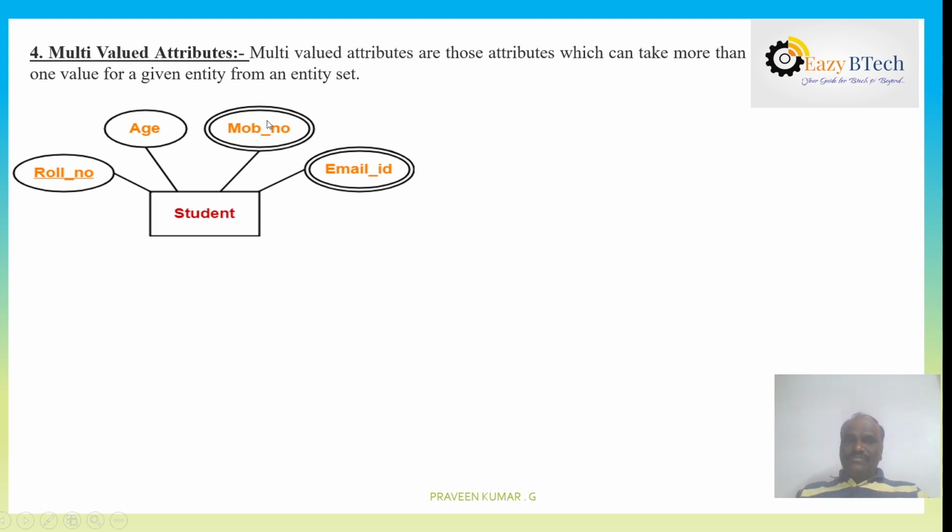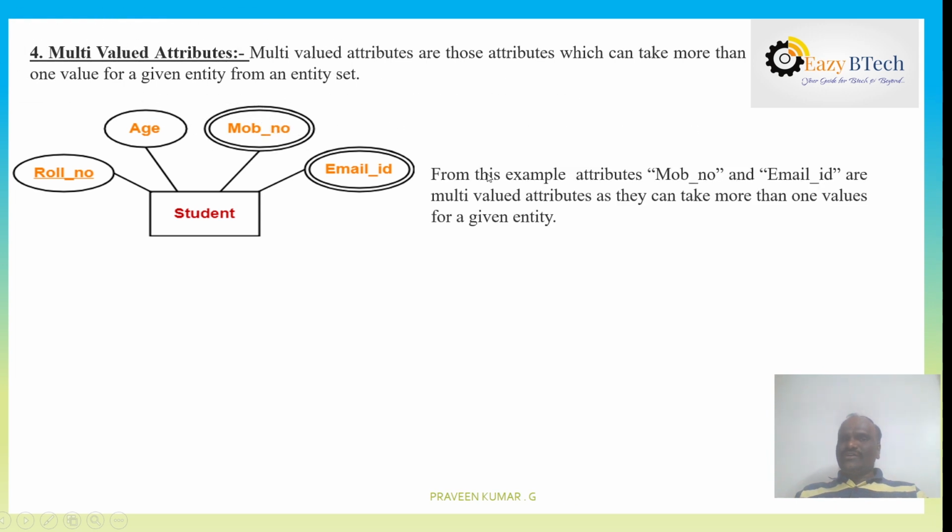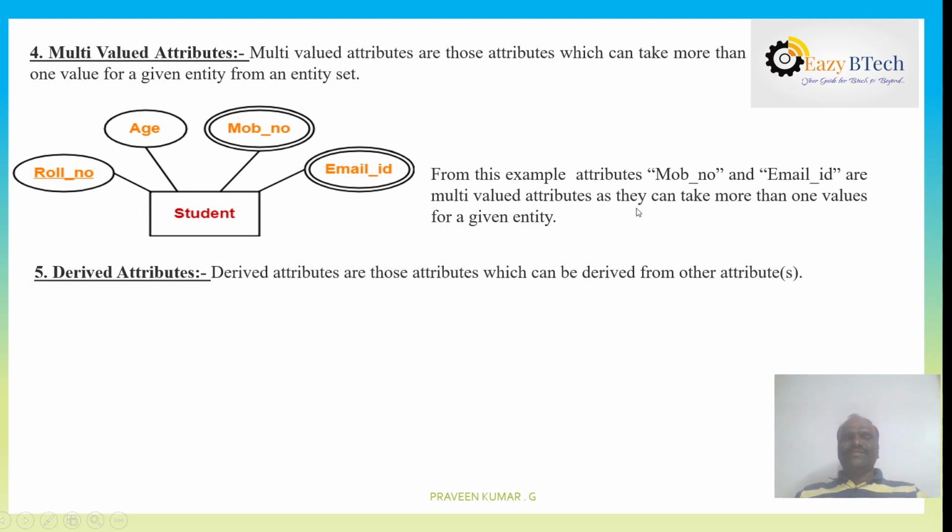Here the mobile number is an attribute having more than one value. Email ID is the same. You have a college mail ID as well as a personal mail ID. If you want to upload YouTube videos, you create one more email ID. This mobile number and email ID have more than one value, and that's why this is called a multi-value attribute.